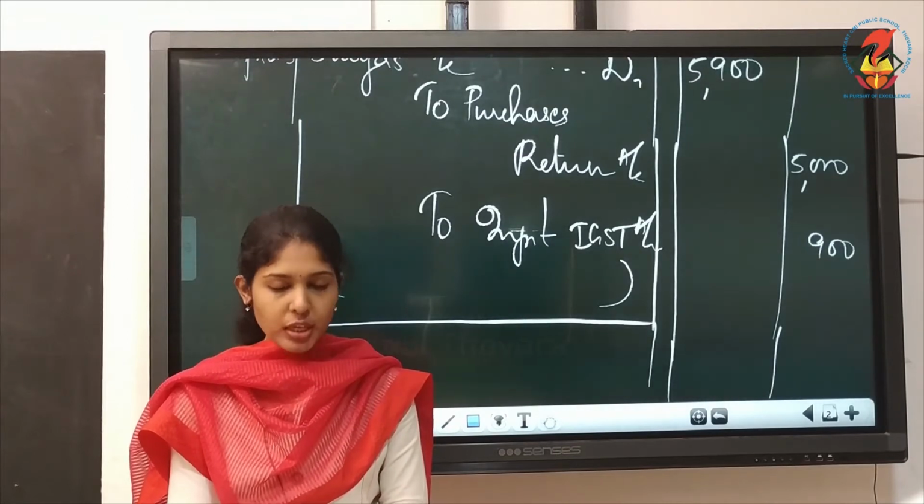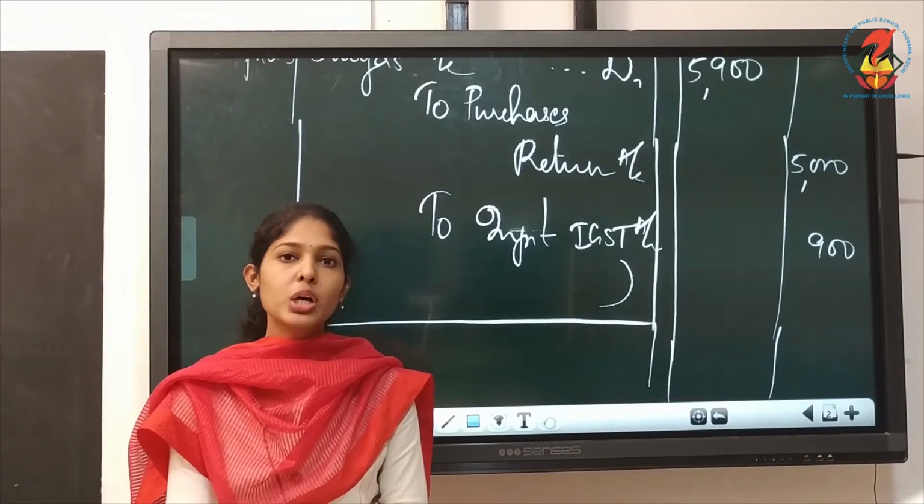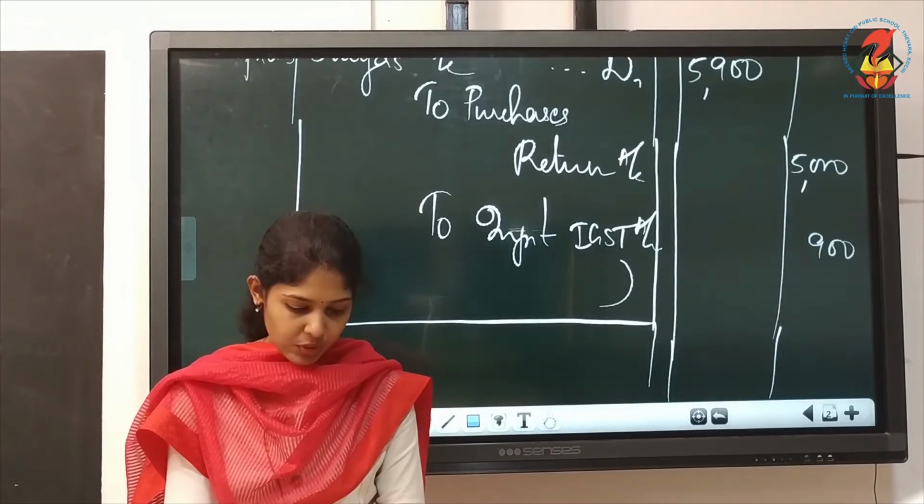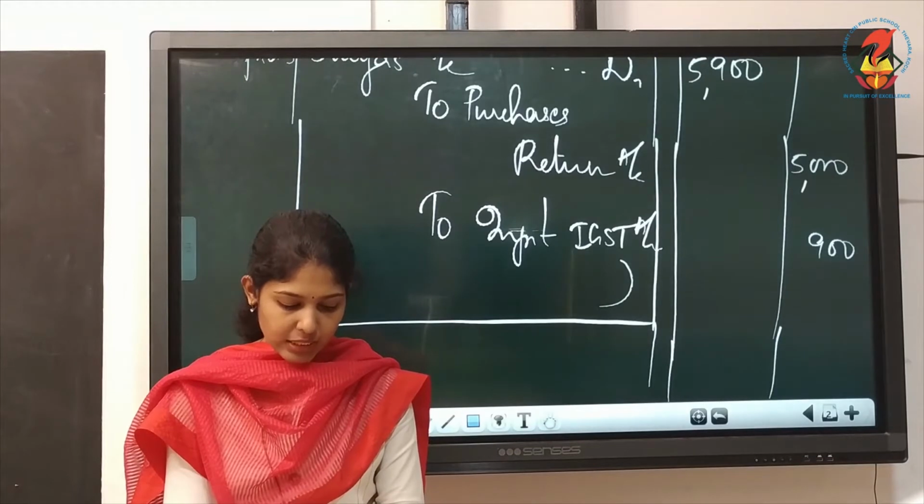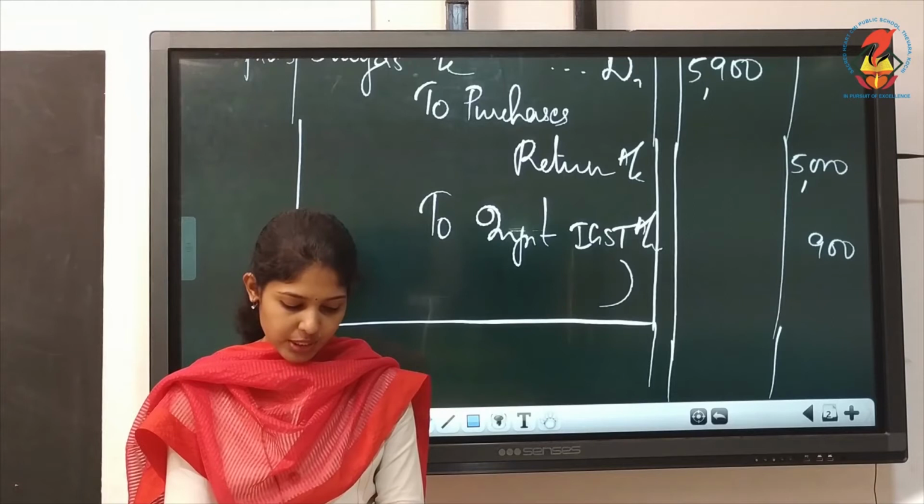Since it is by cheque, you must use the term bank itself. So Surya's account debtor to bank account is the journal entry. Then April 29th, all these entries are without GST. So basic entries you can write.